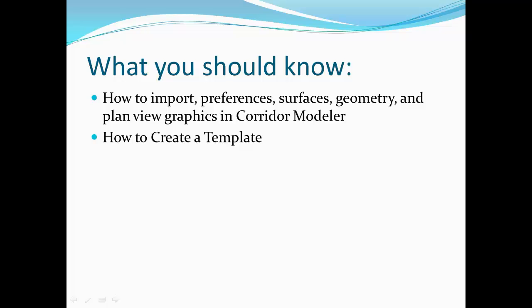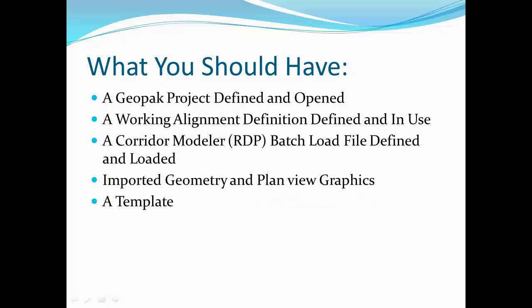It is also necessary to know how to build a template. Please see the previous webinars on building the proposed template for Roadway Designer for more information on how to properly construct a project template. What you should have before you begin to work with Corridor Modeler and Roadway Designer are the following: a Geopack PRJ file created and opened, a working alignment definition defined and in use, a Corridor Modeler RDP or batch load file created and loaded, imported horizontal and vertical geometry and plan view graphics, and lastly, a project template created.